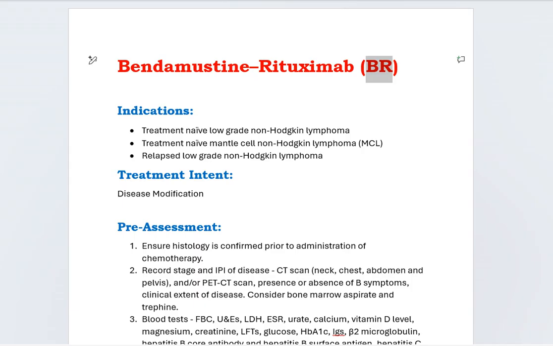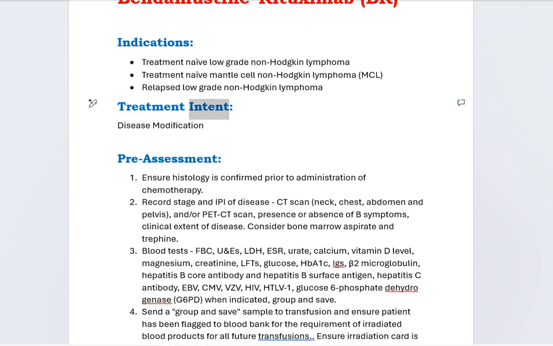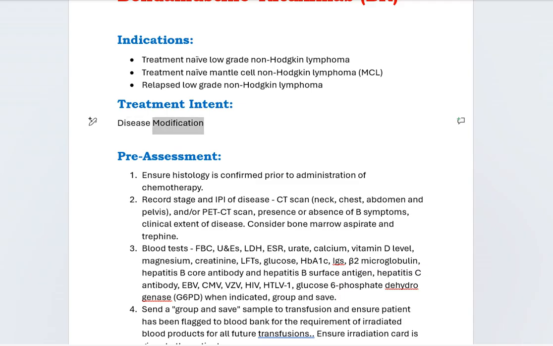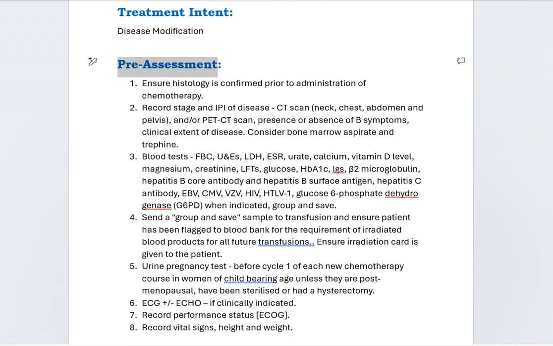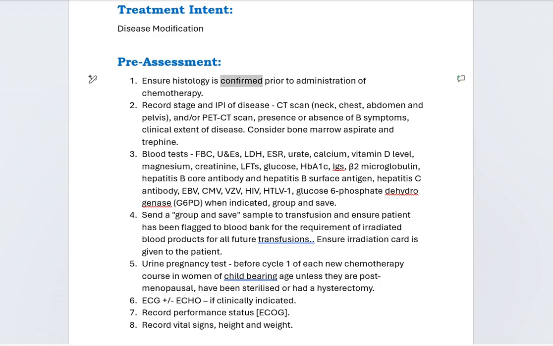Bendamustine-Rituximab, BR. Indications: treatment-naive low-grade non-Hodgkin lymphoma; treatment-naive mantle cell non-Hodgkin lymphoma, MCL; relapsed low-grade non-Hodgkin lymphoma. Treatment intent: disease modification. Pre-assessment: ensure histology is confirmed prior to administration of chemotherapy.